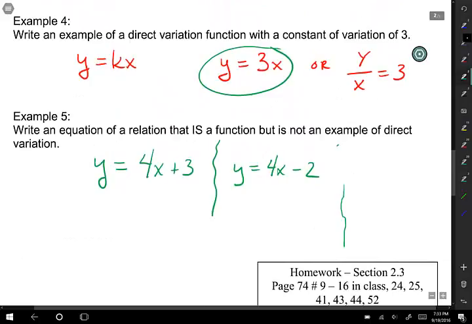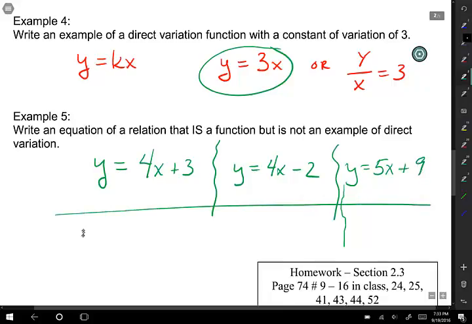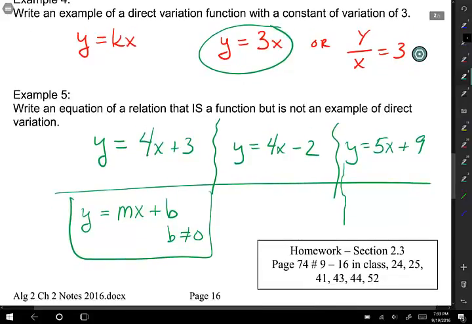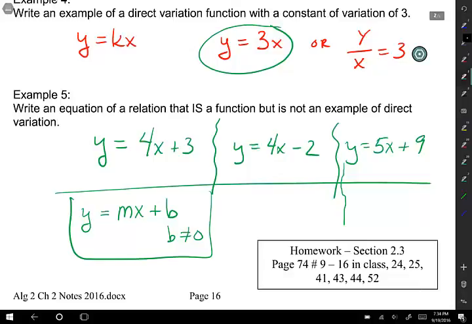Or y equals any slope x, 5x plus 9. Basically, you can have anything that's going to have a plus or minus number. So mx plus b. So long as b does not equal 0, it's always going to work. So there's dozens and dozens of answers on these. Now, our homework tonight is 9 through 16 that we're going to work together momentarily, and then just 6 more additional problems that you're going to work on your own at home.